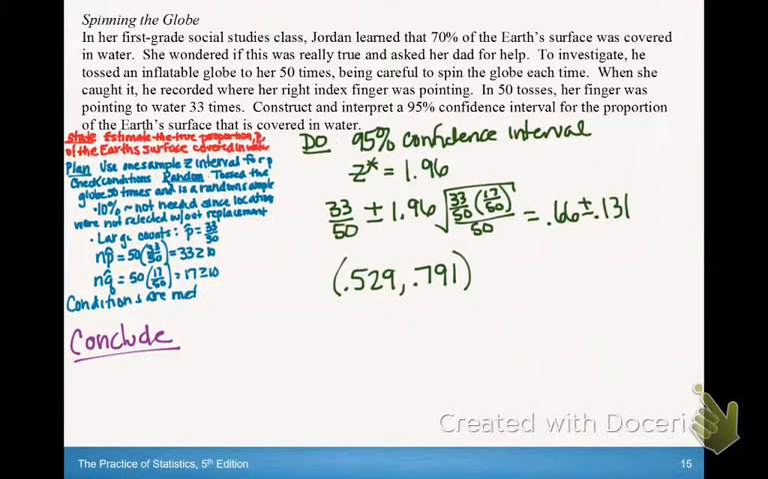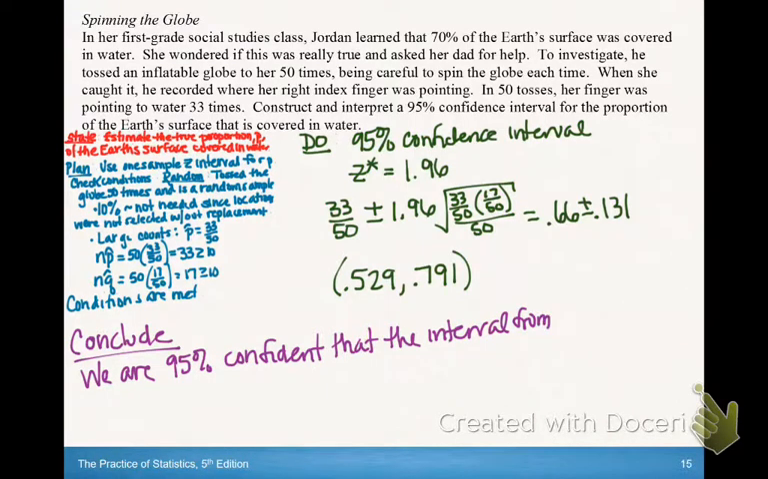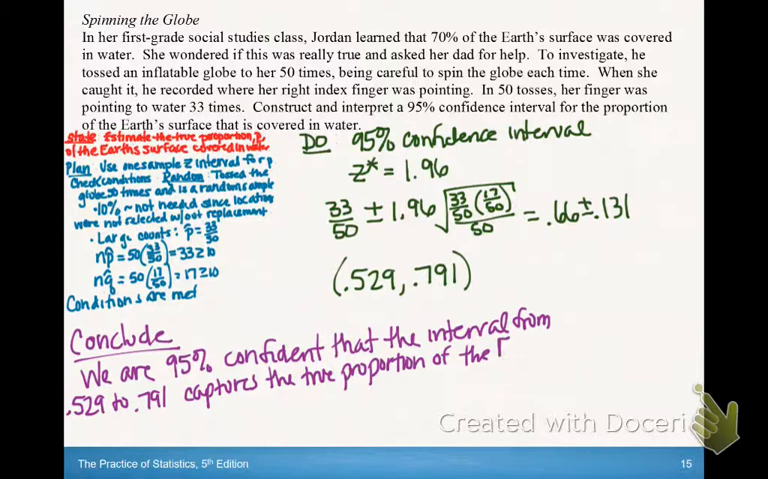So we state, we plan, we do, now we conclude. We are 95% confident that the interval from 0.529 to 0.791 captures the true proportion of the Earth's surface that is covered in water. So we're always going to make that statement in context.